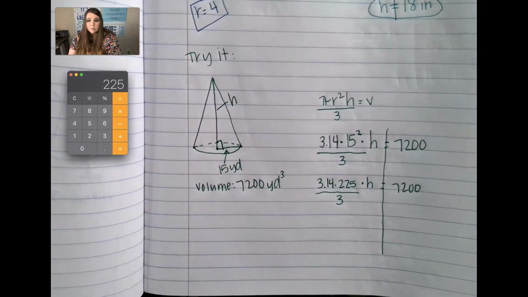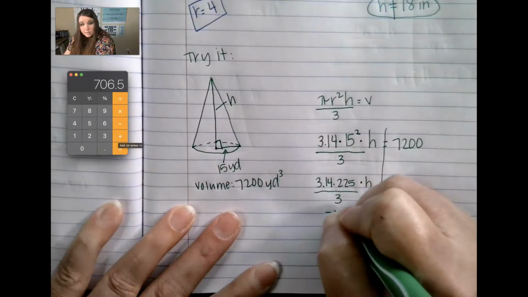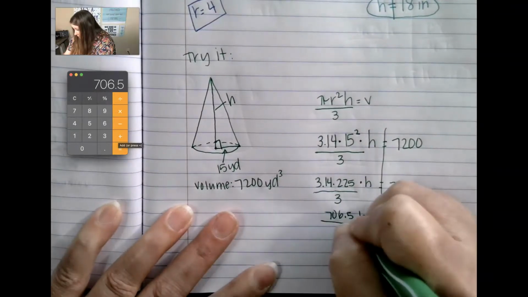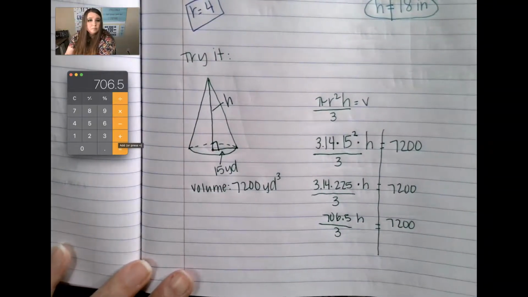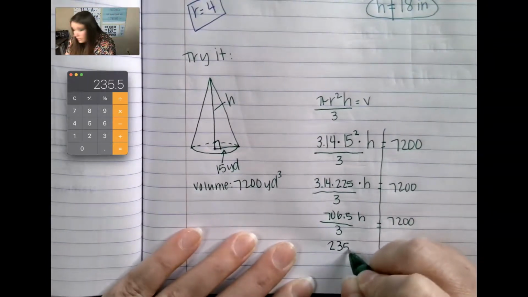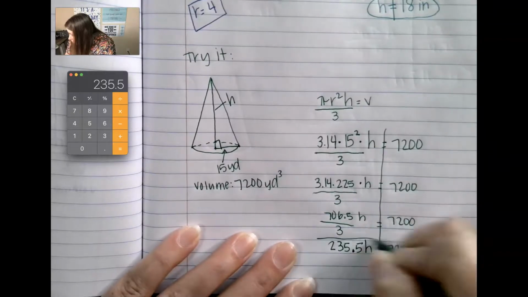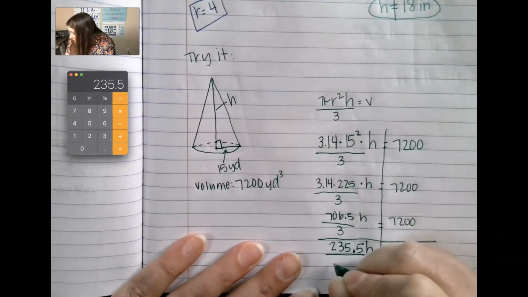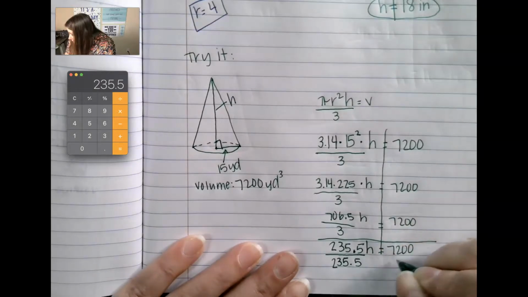All right. So I want 225 times 3.14, and that gives me 706.5 times the height. Divide by 3. And that gives me 235.5 times the height, equals 7,200. All right, I need h by itself, so I'm going to undo multiplication. Number stuck to a letter is multiplication. So I'm going to divide.